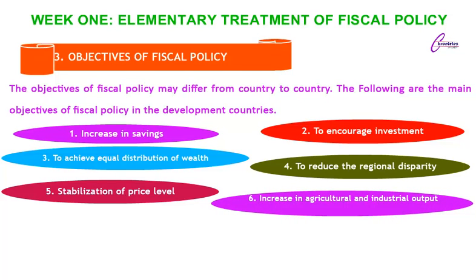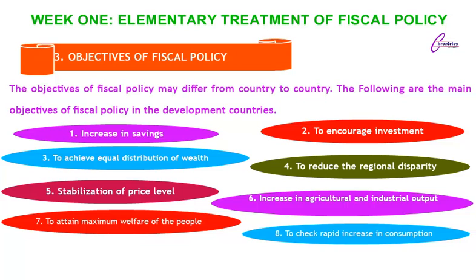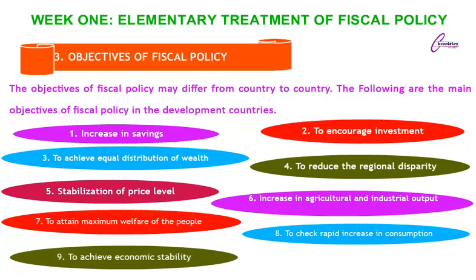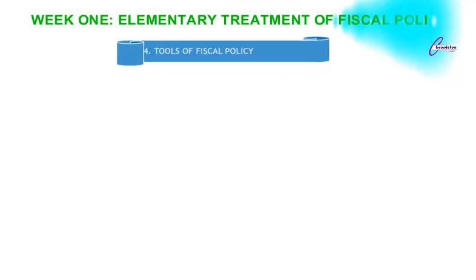6. Increase in agriculture and industrial output. 7. To attain maximum welfare of the people. 8. To check rapid increase in consumption. 9. To achieve economic stability. 10. To control inflation.